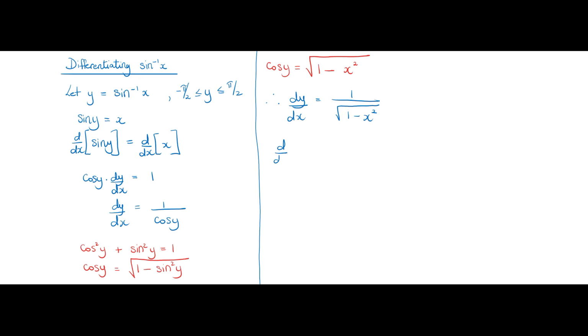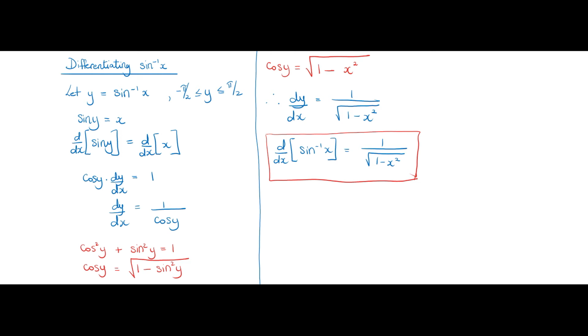You can even add that to your table. Oops, I should be taking the derivative of sine inverse x. The derivative of sine inverse x is 1 over the square root of 1 minus x squared. And that's a result you should know.